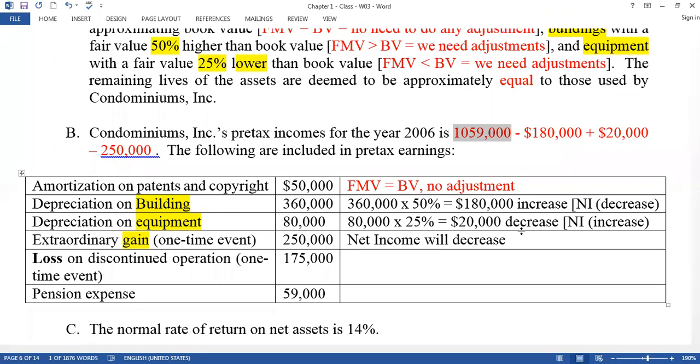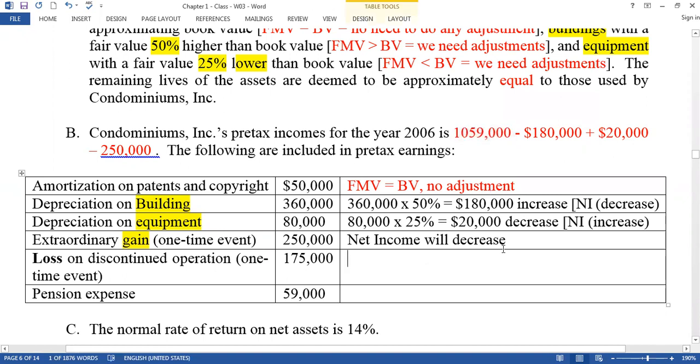Because gain is going to add, right? Gain is added. Gain is already included here, and loss is also included here. So for gain we use the plus sign and for loss we use the minus sign, right? So this loss is already deducted from here, right? Already deducted. But this loss will not happen again in future.